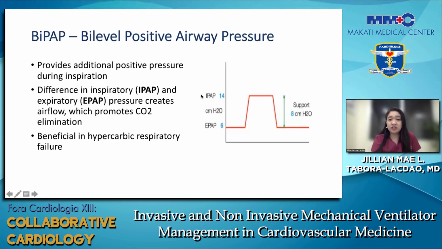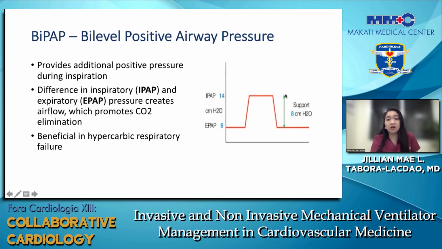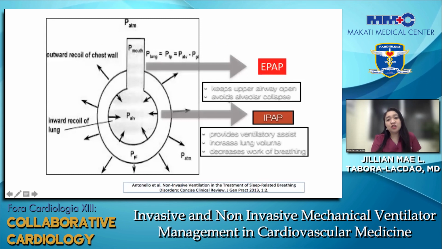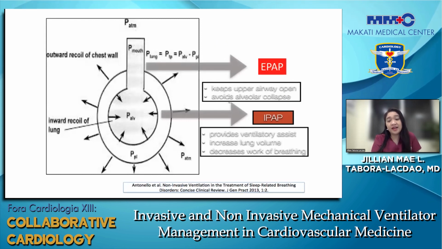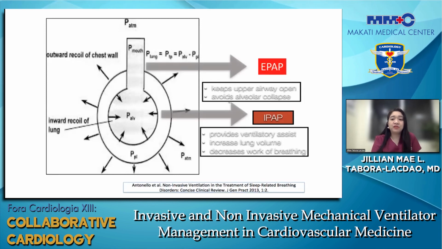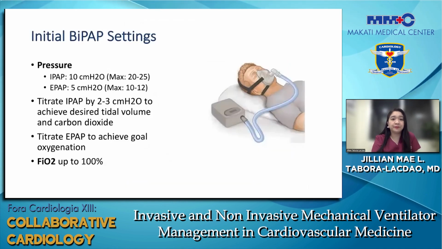So take note here that the IPAP is set at 14 and the EPAP is set at 6. The difference of IPAP and EPAP is what you call the pressure support. So you're giving a support of 8 for this illustration. This slide shows an alveoli and the function of IPAP and EPAP. EPAP keeps the upper airway open and avoids alveolar collapse, while your IPAP provides ventilatory assist, increased lung volume, and decreased work of breathing.